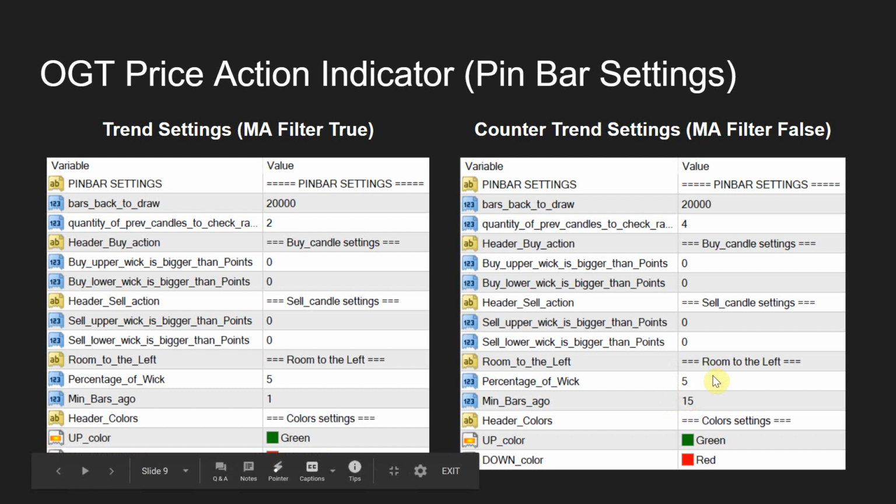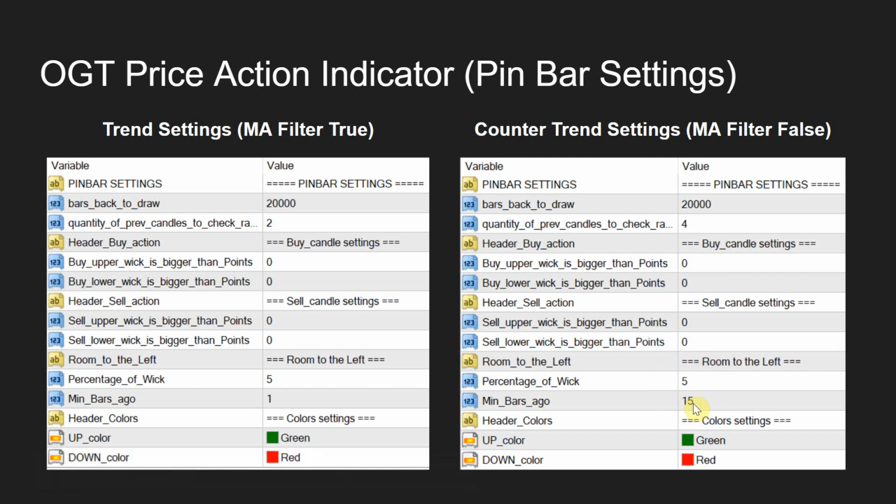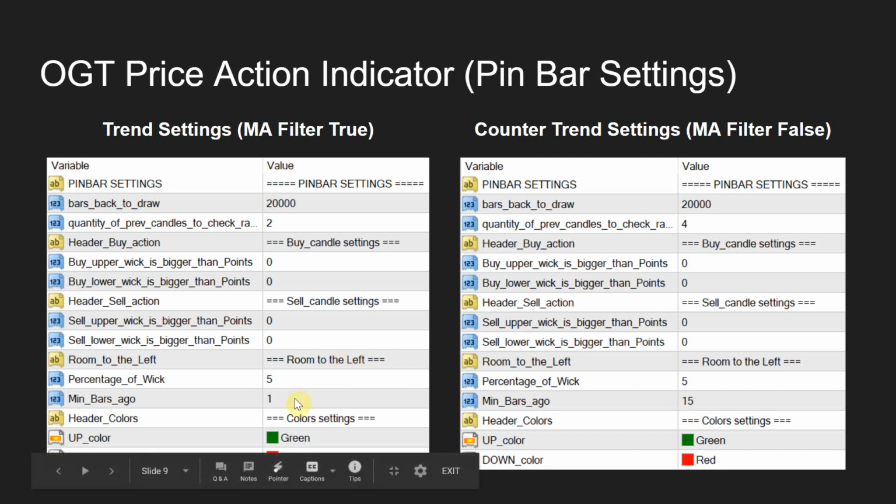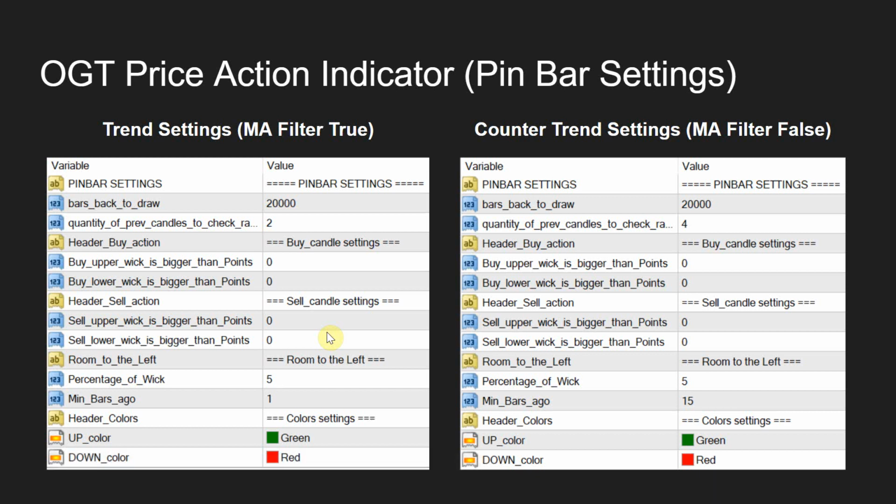These are the settings that I use, because the bigger this number, the minimum number of bars, the better. Now, when we're trend trading, I actually set this to 1. If you think about it, I like to trade pullbacks in trends using a pin bar, so rejection at a pullback. There'll be a cluster of bars really close together, and therefore I'm not really fussed how much room to the left, because I'm not counter trend trading.